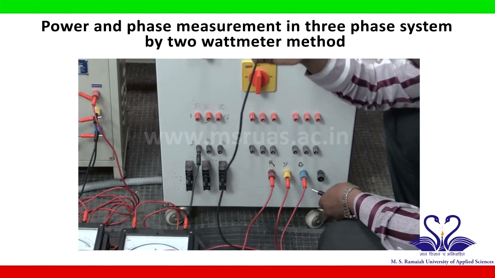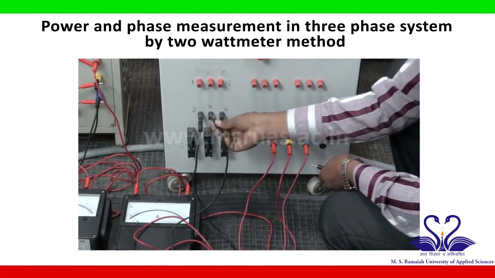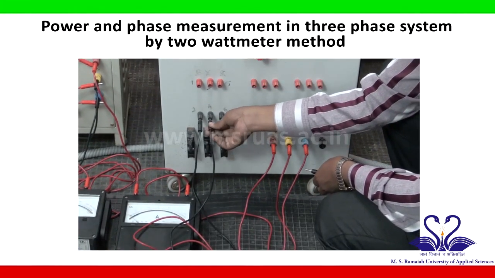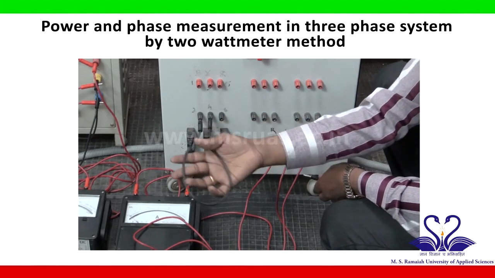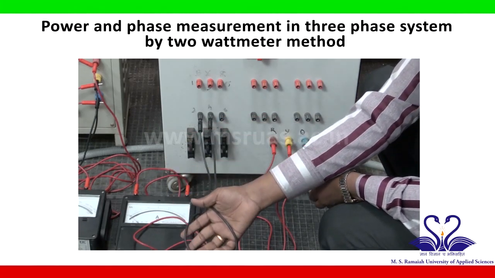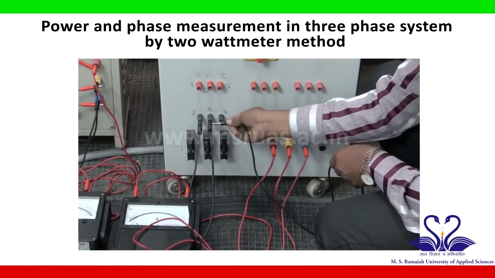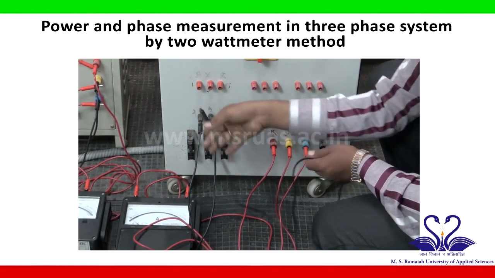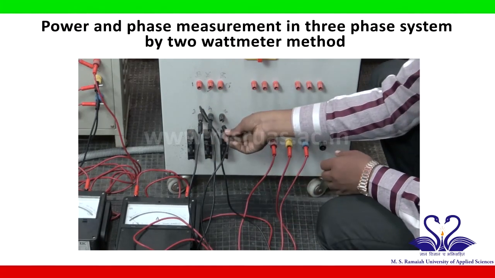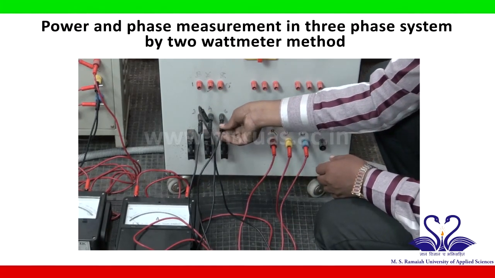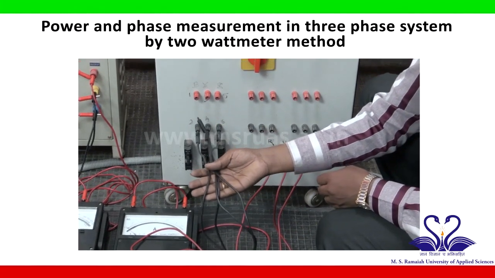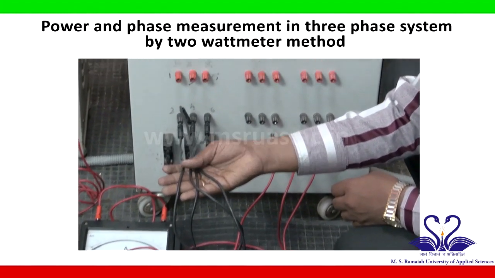Now, the neutral of R phase you have to connect to the neutral of Y phase. So, with this, the neutrals of R and Y both are shorted. Now, in a similar way you have to short Y and B, the neutral of Y phase and the neutral of B phase. So, with this all the neutrals are shorted. So, this is nothing but the star connection resistive load.